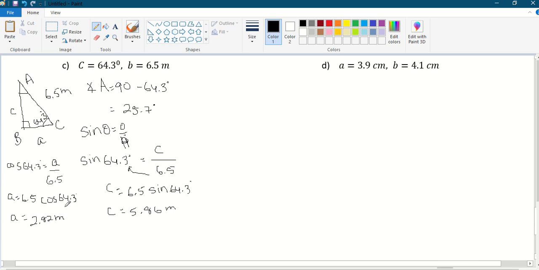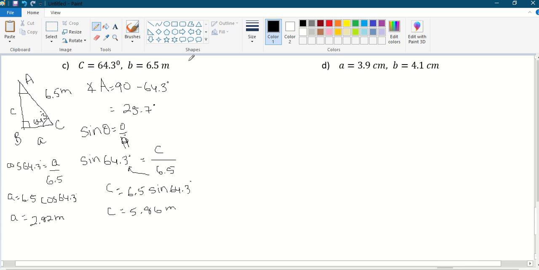Now if you notice, opposite of the right angle, the largest angle, is the longest length. Similarly, opposite of the smallest angle, 25.7 degrees, should be the shortest length, 2.82. We cannot be sure what the number will be, but we can at least double check that opposite of the smallest angle should be the shortest length, and opposite of the right angle should be the longest length.